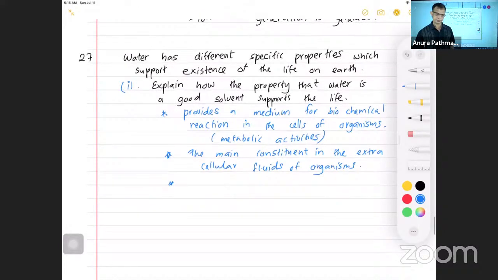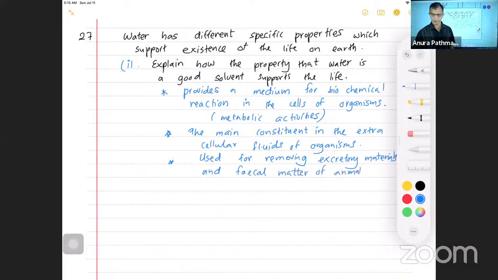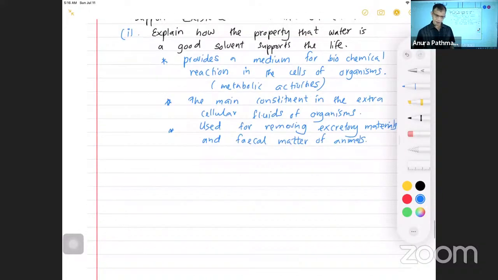One more thing: it is used for removing excretory materials and fecal matter of animals. That explains how the property that water is a good solvent supports the life.